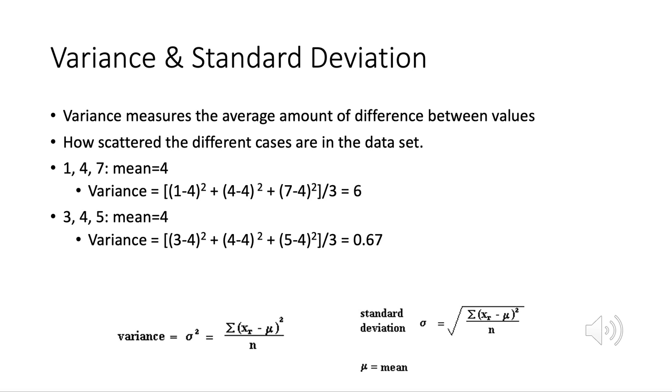For the second dataset, we can calculate the variance in a similar way. You can practice to see if you can calculate the same variance as I do, which is 0.67. Based on the variance values, 6 is larger than 0.67, so the first dataset is more scattered or spread out than the second dataset. In fact, you don't need to memorize the equations for variance or standard deviation. You only need to know that both variance and standard deviation are indicators of how spread out the data points are.